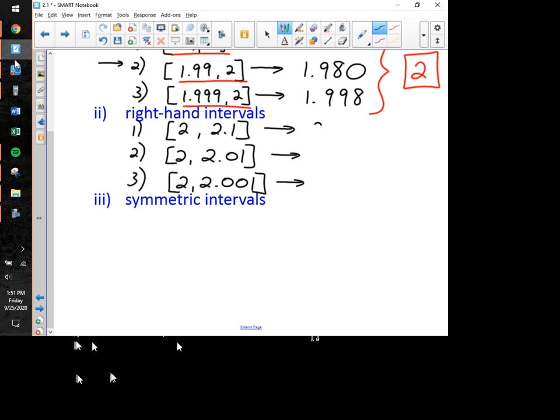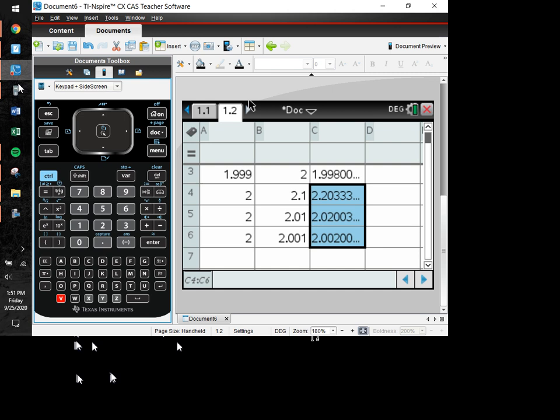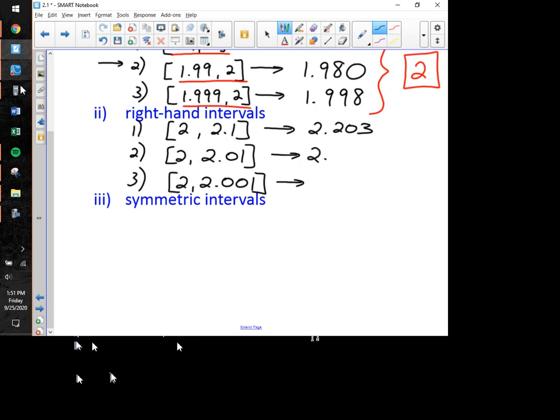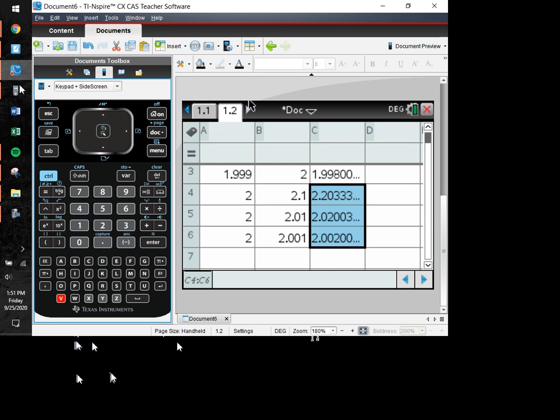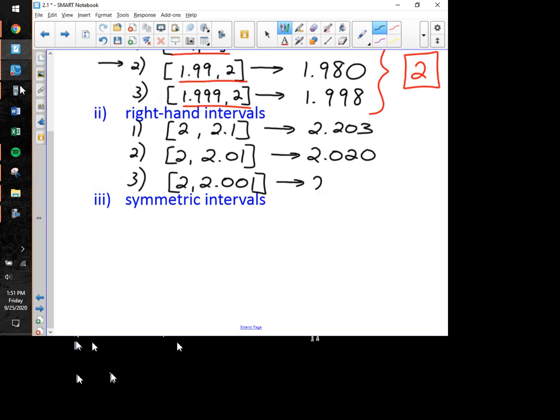2.203 is the first one. We've got 2.020. And the last one, which of course is probably the most accurate, 2.002. So let's read this again.